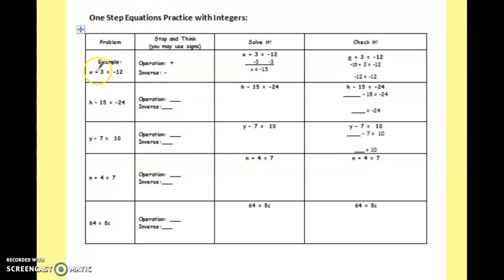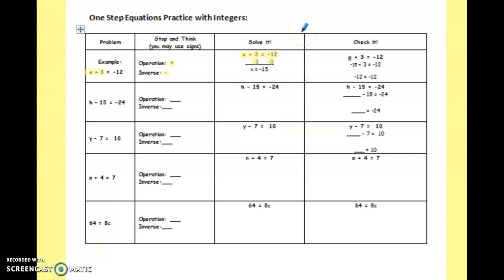If I look at my problem, here's my variable on the left. What operation is there? It is addition. What's my inverse? It's subtraction. And then we're going to put that in place. Here's my original equation, just rewritten. We're going to subtract 3 on both sides.